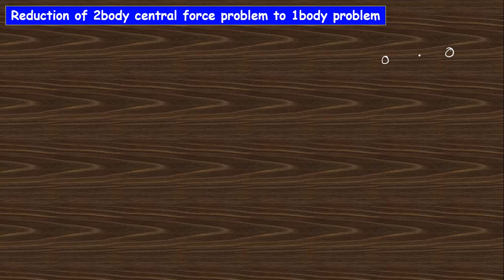Say this is mass m1 and this is mass m2, situated at position vectors r1 and r2. These two bodies are separated by a distance vector r. This is the origin, and their center of mass lies somewhere here. This is point A, this is point B.